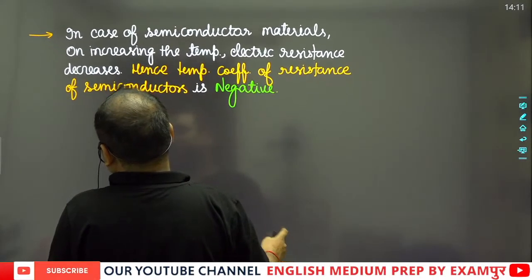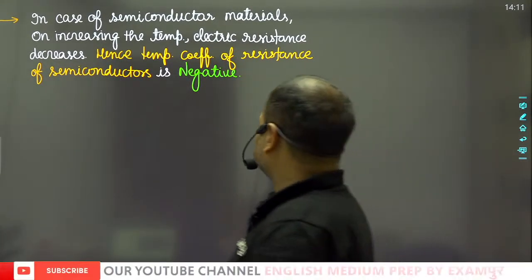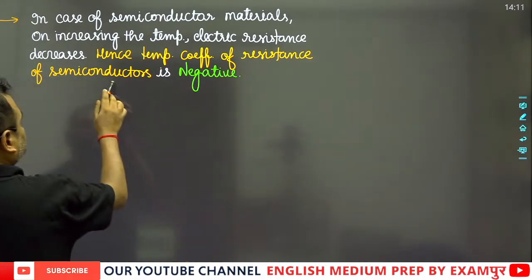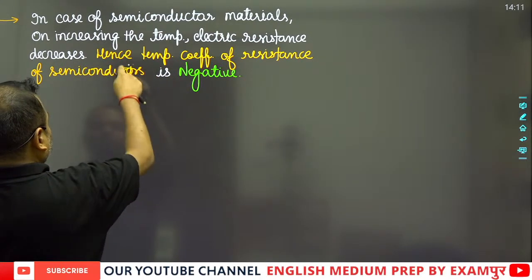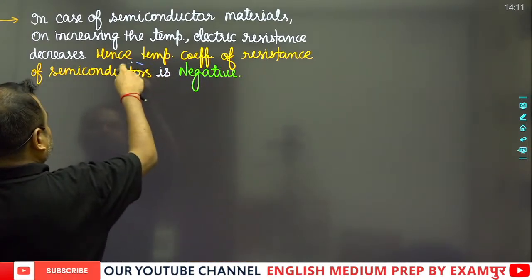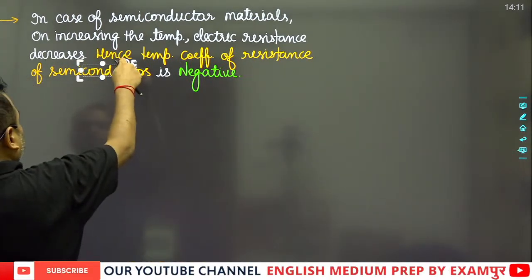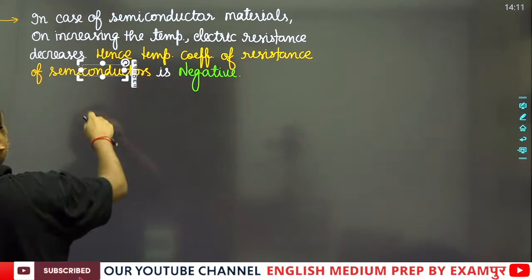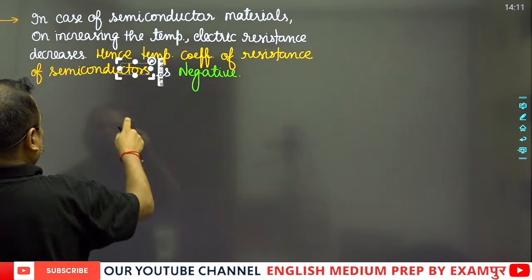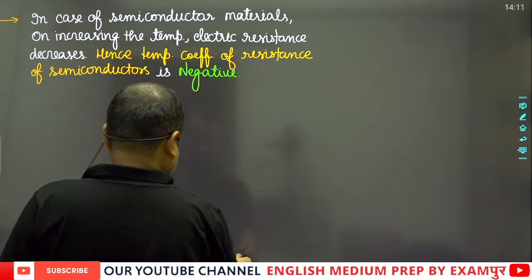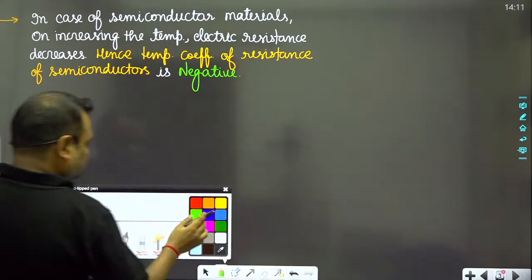This is the important thing. You have to keep in mind that this question is asked in examinations: alpha is negative for semiconductors. So these are the important points, and now we will study the electrical connections.